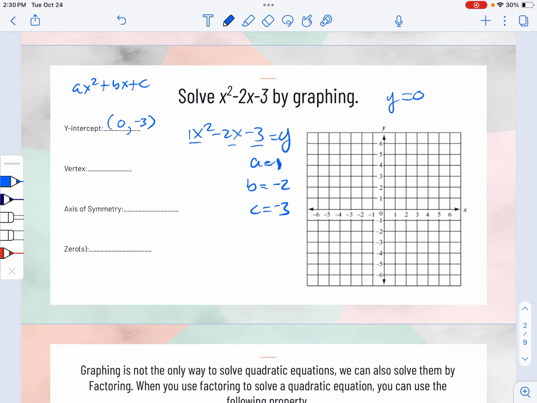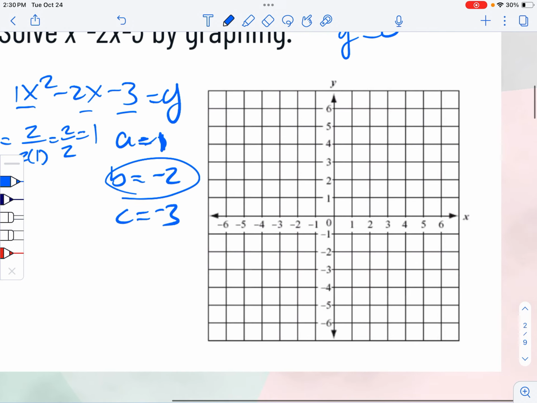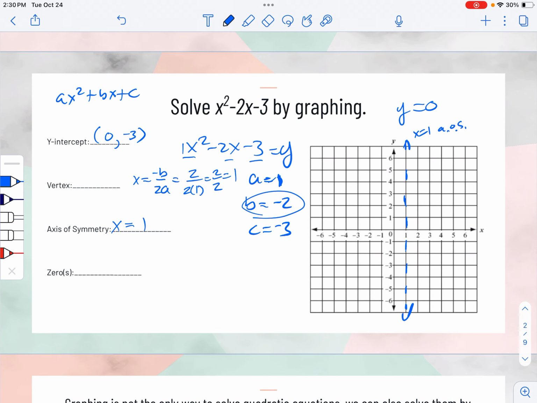To find our vertex and our axis of symmetry, we're going to use the formula x equals -b over 2a. -b means the opposite of b, so if b is -2, I'm going to put 2 in there. 2 times a, which is 1, is 2, so that's 2 over 2, or 1. So my axis of symmetry, we can put a dotted vertical line here at x equals 1. That's my AOS, axis of symmetry. That also means the x value of my vertex is 1.